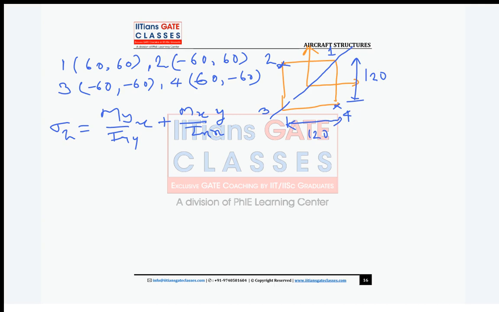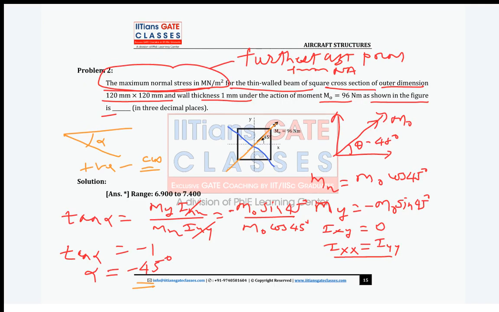And you guys can check. If you find sigma z1, can you guys tell me what will be your sigma z1? You guys can check it. Let's check it. What is your My? Before that, one thing is unknown here. What is unknown, guys? This Ixx and Iyy is unknown, right? Area moment of inertia, it is unknown. Yes or no, guys?